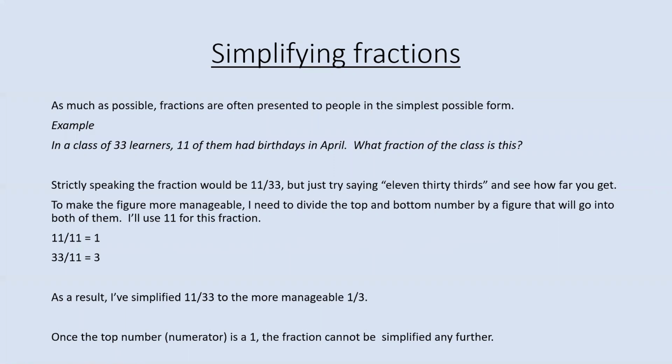So in order to make the figure more manageable, again, I need to divide the top and bottom number by a figure that will go into both of them. I know that 11 will go into both 11 and 33, so 11 divided by 11 equals 1, and 33 divided by 11 equals 3. As a result, I've simplified 11/33 to the much more manageable 1/3. If you are asked to simplify a fraction, once you get the numerator, the top number, reading as a 1, you cannot simplify the fraction any further.